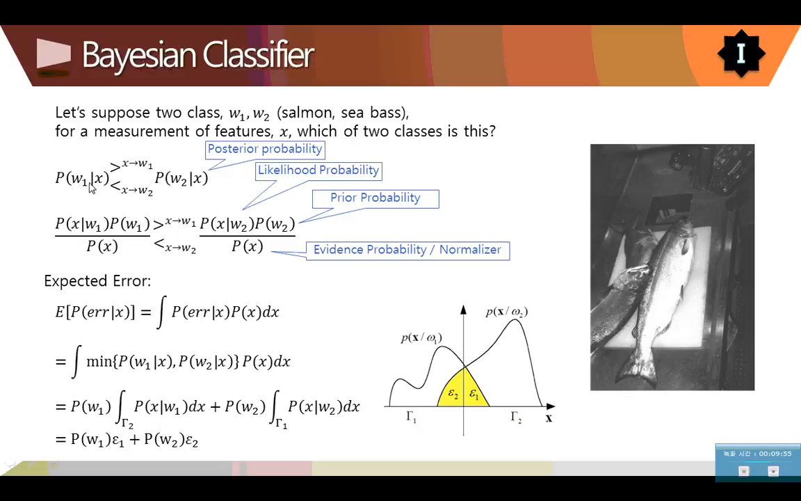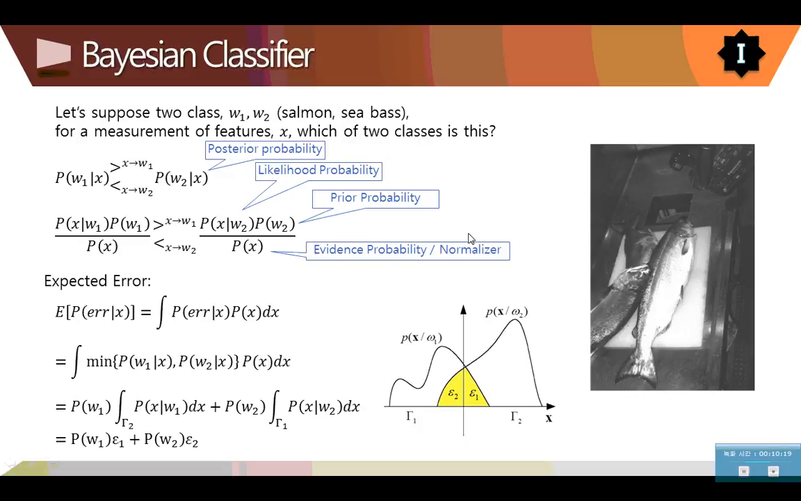We want to compute the probability of omega 1 given my measurement, so I can flip it in this way. This part is what we call the posterior probability. This is what we want to measure. This is the likelihood probability. This is inverted: what is the probability that I measure 2 centimeters given that it is a sea bass? This is very easy to actually conduct.